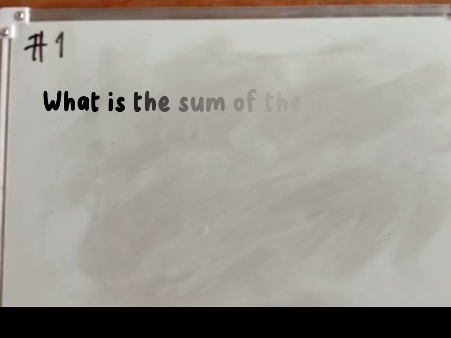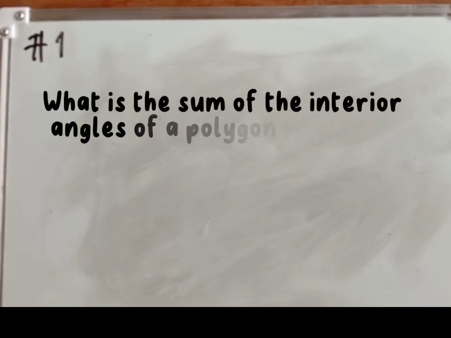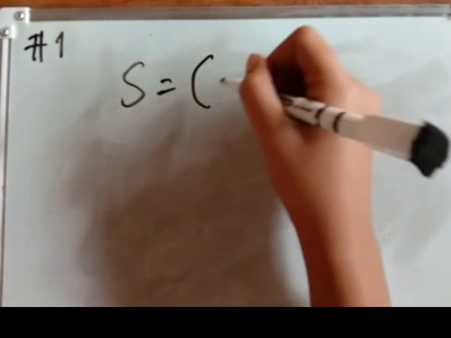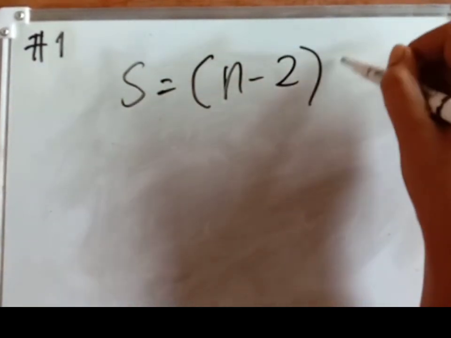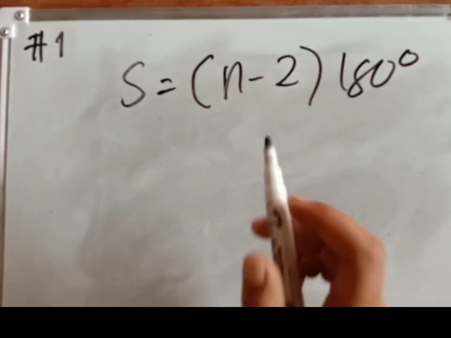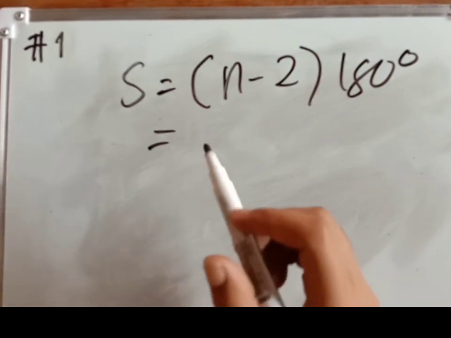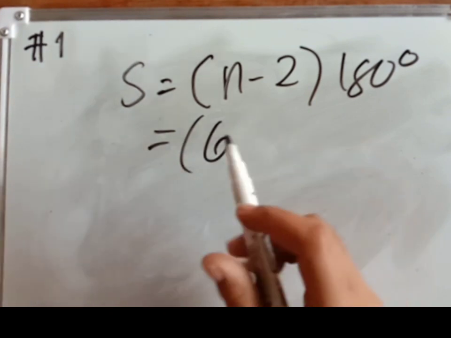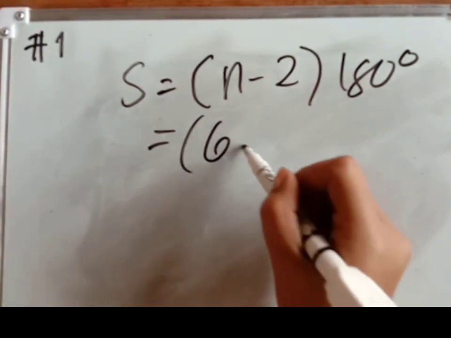Our problem number 1 is, what is the sum of the interior angles of a polygon with 6 sides? So how are we going to solve this problem? In solving this problem, we will use the formula S is equal to the quantity of n minus 2 multiplied by 180 degrees. So our n here is 6, since it is already given in the problem.